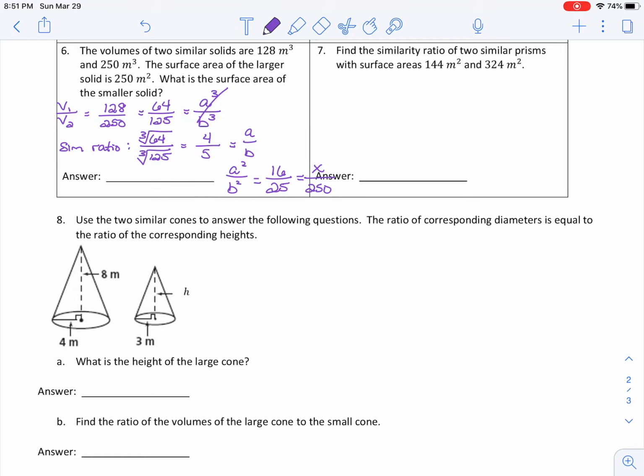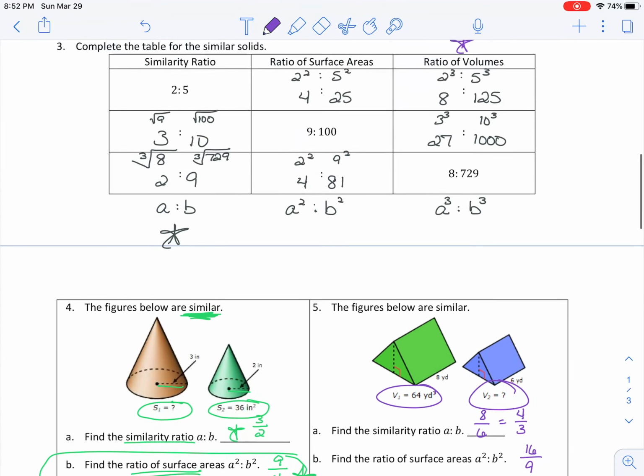So I'm going to solve this proportion to find the smaller surface area. I'm going to do it over on the left here. 25 times x and 16 times 250 when I solve by cross multiplying. So I'm getting 4,000, which is 160 when I solve by division. There's a lot of steps here.